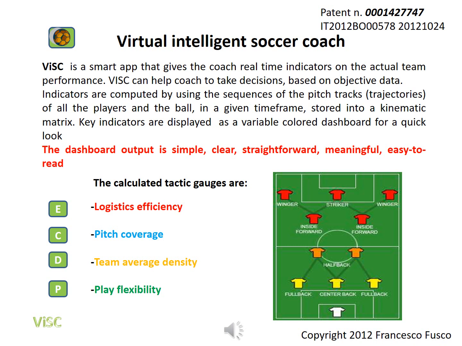The calculated tactic indicators are logistic efficiency, pitch coverage, team average density, and play flexibility. And now we are going to introduce each of them.